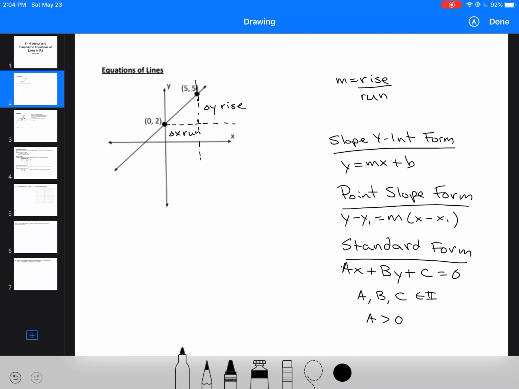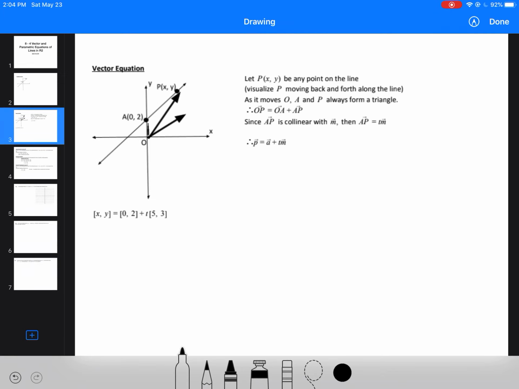We're going to extend it today to 2 more forms, the vector form, which we'll do first, and then the parametric form. So let's look at the vector equation of a line.